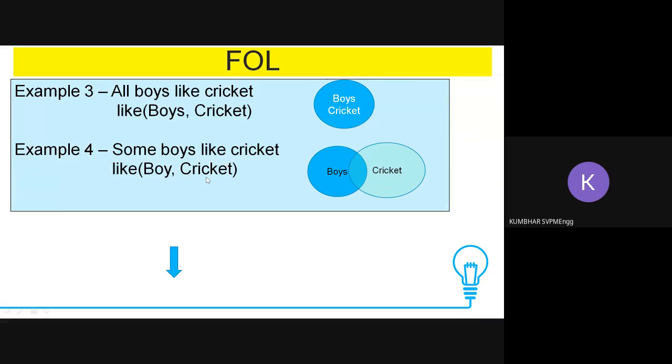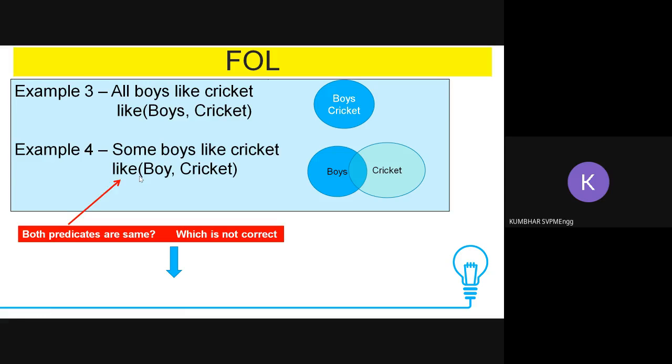So see, FOL deals with domains. From that domain, we can use constants, variables or predicates to represent facts in that domain. Now here, boys is one domain, cricket is another domain, and we can write a predicate that boys like cricket. So actually the representation and even the statements are different, but we are getting the same predicate logic. So that is not accurate, that is not clear. Both predicates are the same, which is not correct.